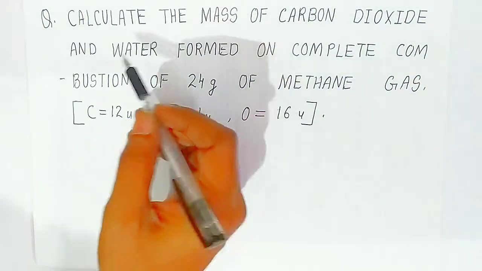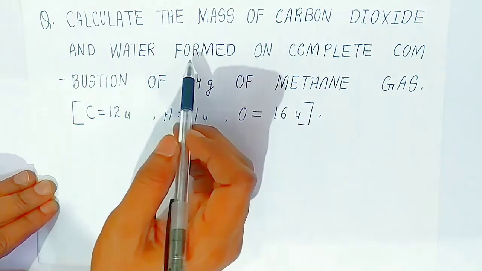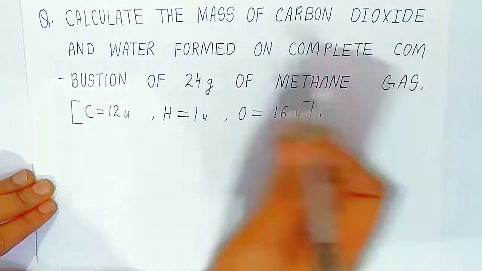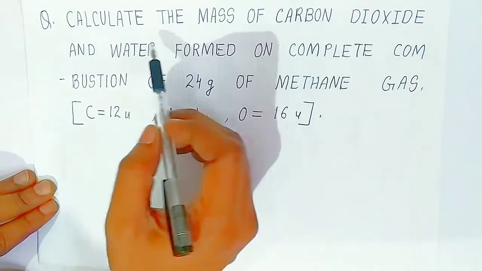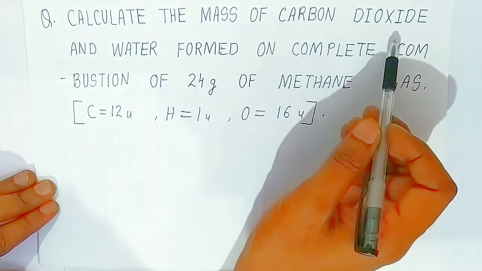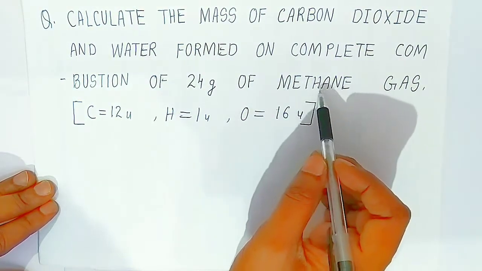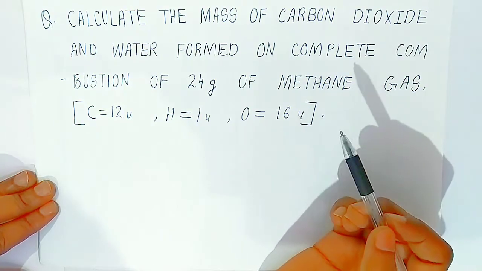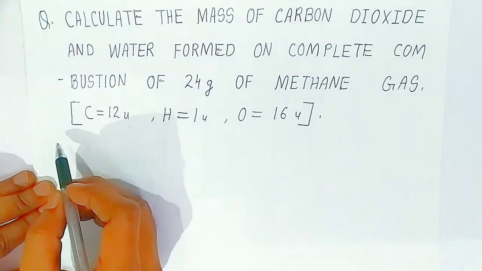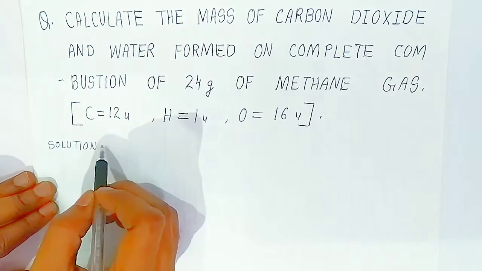Now students, the first question: calculate the mass of carbon dioxide and water formed on complete combustion of 24 gram of methane gas. Read the question properly. Methane, when it burns in oxygen, forms carbon dioxide and water. That you are going to write first. If you want to write the solution, a balanced chemical equation is a must.